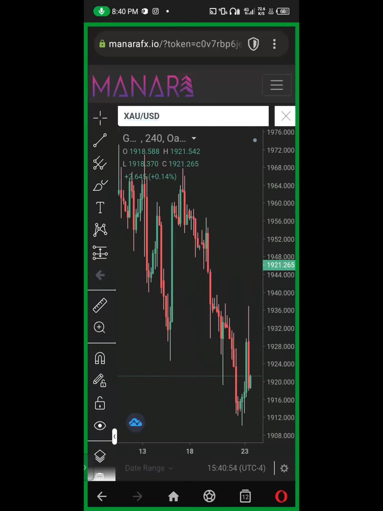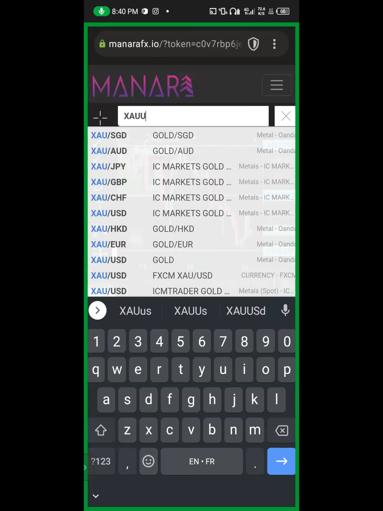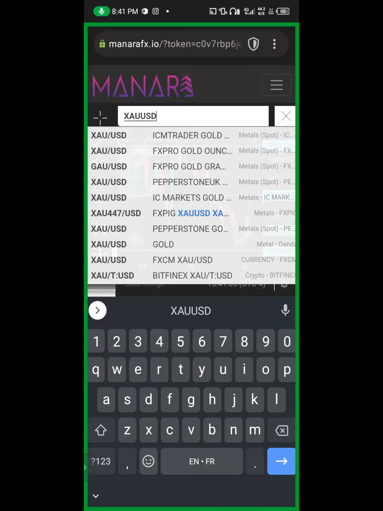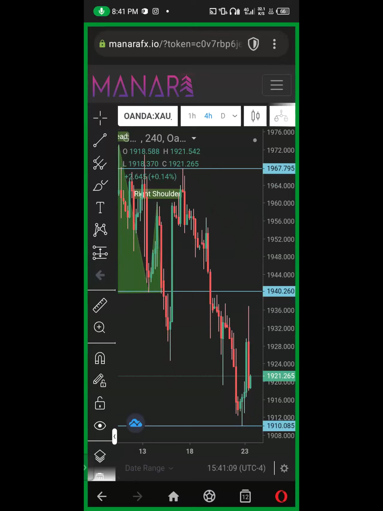So let's say I choose gold now. XAU, USD, okay? Look for Oanda. Look at Oanda here. I choose Oanda. And that's it. So the moment you choose, so you see, I'm a newbie, right? And I don't know anything about analysis or how to make analysis, how to determine my entry points where I will enter from, how I would do my take profit. I don't know anything, but all I want is for my Manara to do that for me.